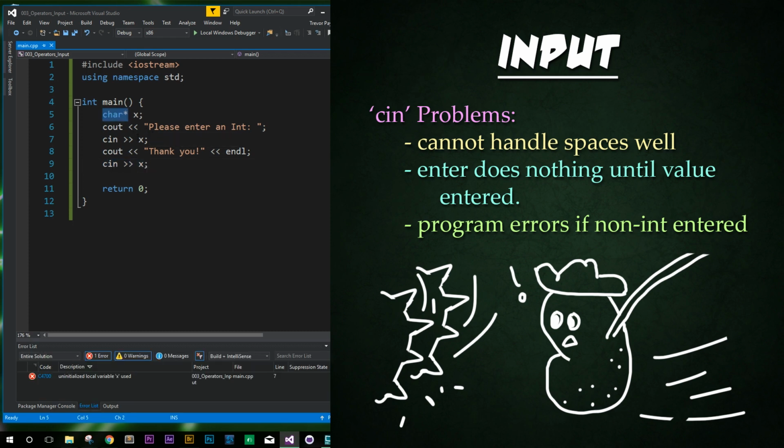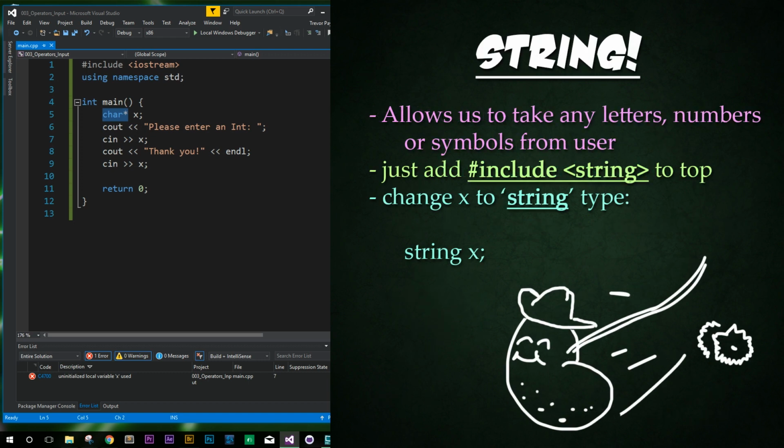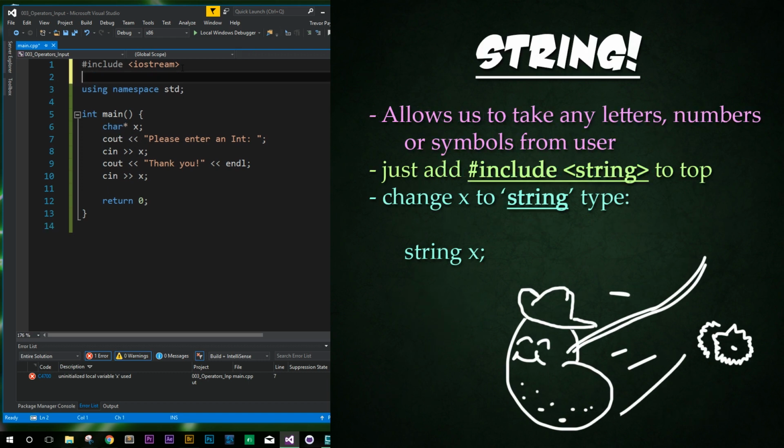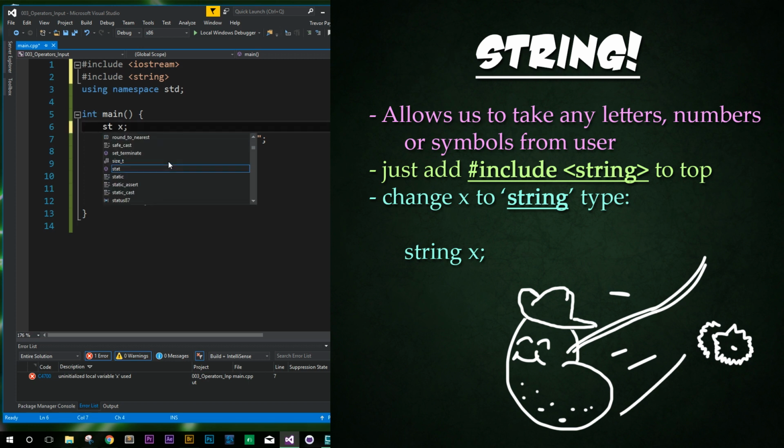Instead, we're going to be using a string. So we'll go up to the top and type include, and then string. This will import the string library so that we can perform string operations. String is pretty much the same as char star with a few little exceptions that we will cover in another tutorial. So here we're going to replace char star with string.